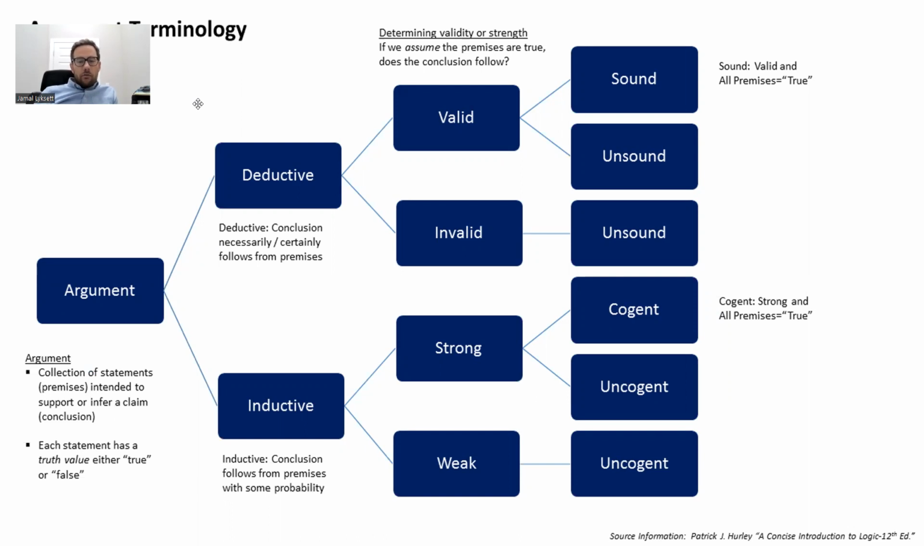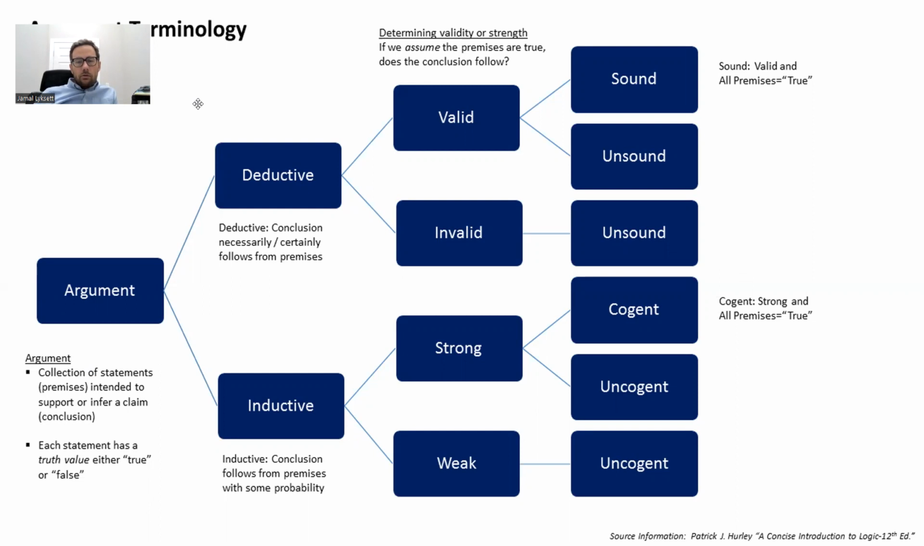Deductive arguments, however, are evaluated in a totally different way, right? Deductive arguments, first of all, are either valid or invalid. What do we mean by that? Well, a deductive argument is valid when the conclusion follows from the premises. If it doesn't follow from the premises, then it's not a valid argument.